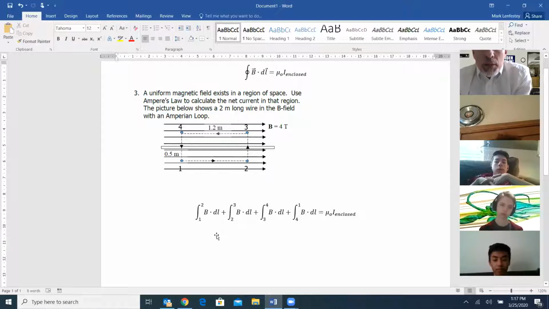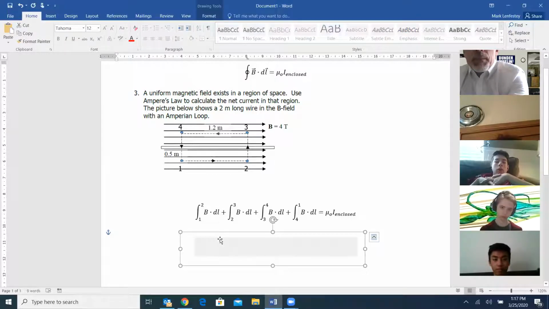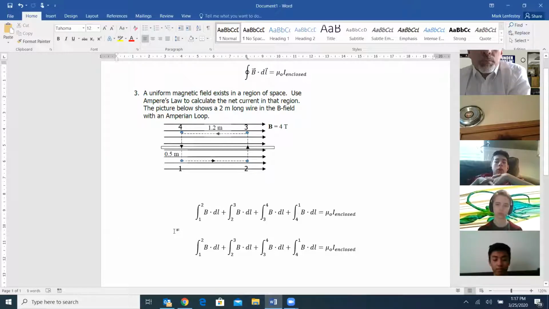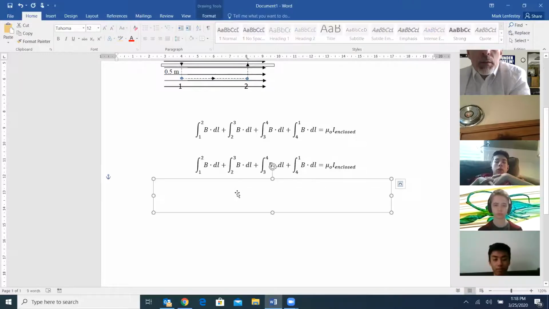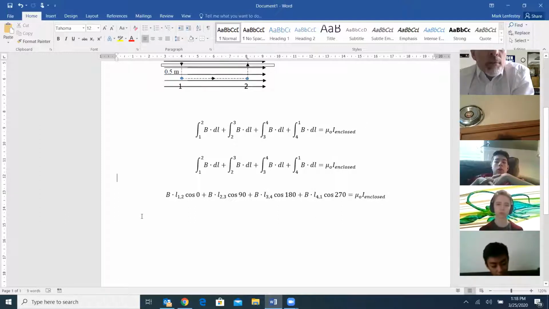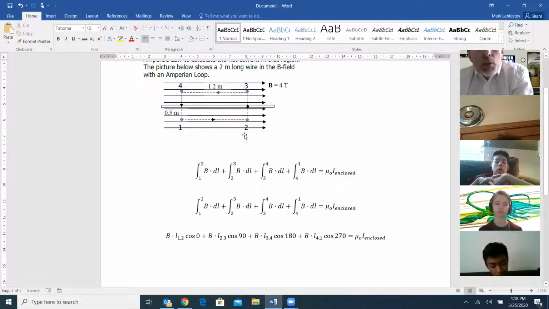The other thing you have to understand is that that dot product there is actually going to be B times L times the cosine of the angle between them. Okay, so for instance, that first integral there, that would be B times the length from 1 to 2 times the cosine of 0 degrees, which is nice, that's just 1. And for the next one, from 2 to 3, that would be B times the length from 2 to 3 times the cosine of 90 degrees.